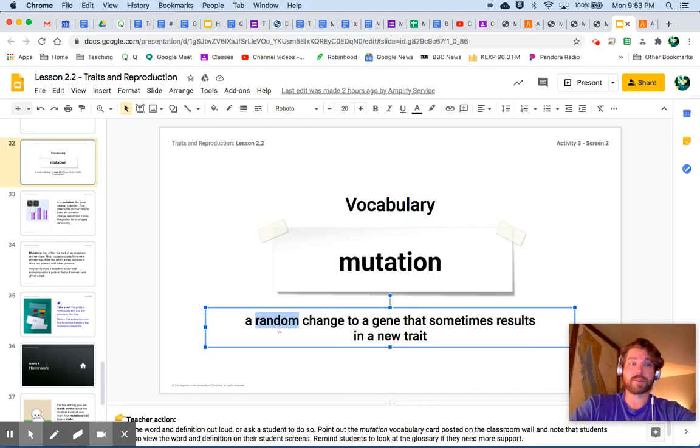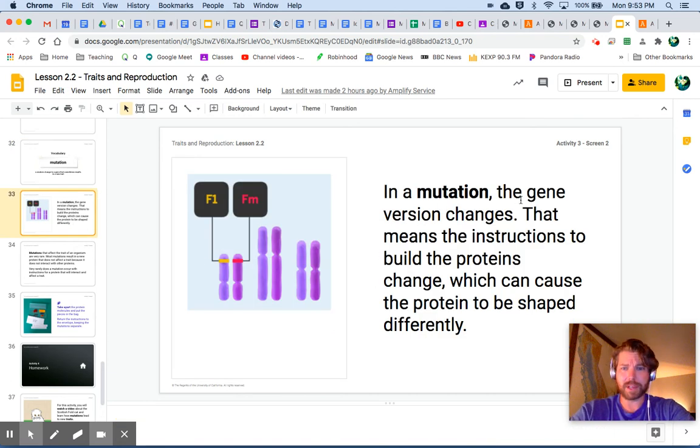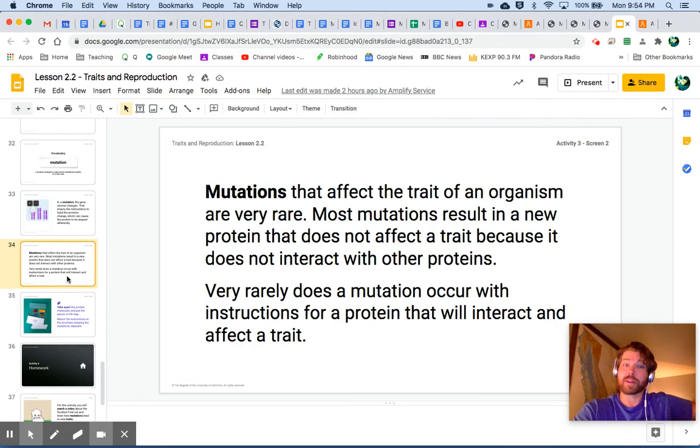It sometimes results in a new trait. It doesn't always result in a new trait. Sometimes it's just not even functioning. In a mutation, the gene version changes. That means the instructions to build the proteins change, which can cause the protein to be shaped differently. Mutations that affect the trait of an organism are actually very rare. Most mutations result in a new protein that does not affect a trait because it does not interact with other proteins. Very rarely does a mutation occur with instructions for a protein that will interact and affect a trait. It is extremely rare. And it's even more rare for that protein or that new trait to be even beneficial for an organism.